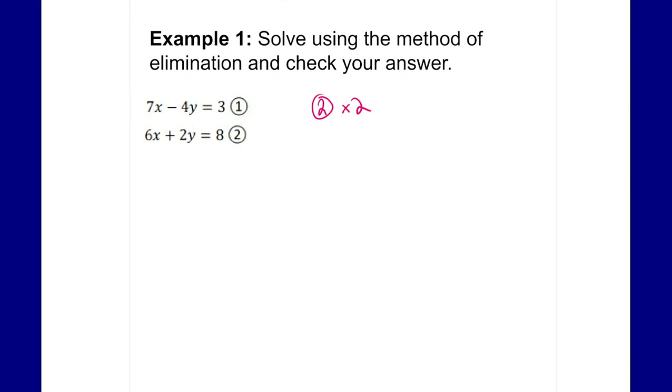I'm going to leave equation 1 on top because we haven't changed it. So 7x minus 4y equals 3. That's the first equation. We haven't done anything with it. The second equation that we multiplied by 2, I'm going to rewrite it with every term doubled, or multiplied by 2. So 6x becomes 12x. Positive 2y becomes positive 4y. And 8 becomes 16.